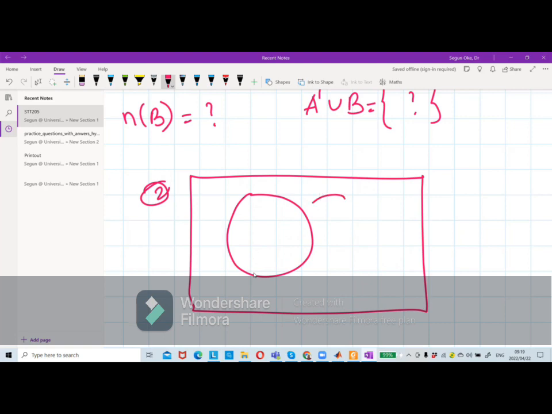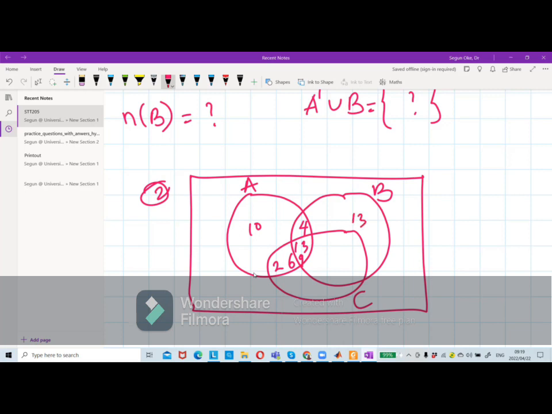We have A, we have B, we have C. A, B, and C. We have 1, 3, 9, and we have 10. We have 4. We have 2. We have 6. We have 13. We have 15. We have 14. We have 11, we have 12, we have 5, we have 7, we have 8.